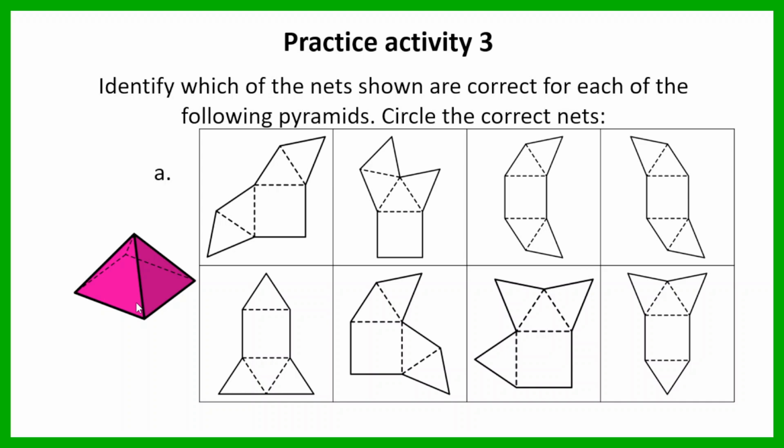You need to make sure that they have got the correct number of each of the different faces. You need to make sure that they are the correct shapes. You need to make sure that none of the faces will overlap, and so on. Okay, now if you have the worksheets that go with this lesson, you can just circle the correct nets. But if you don't, you can use these numbers and you can write down the numbers of all the nets that are correct. Okay, so I'm going to give you 1 minute to work on this.